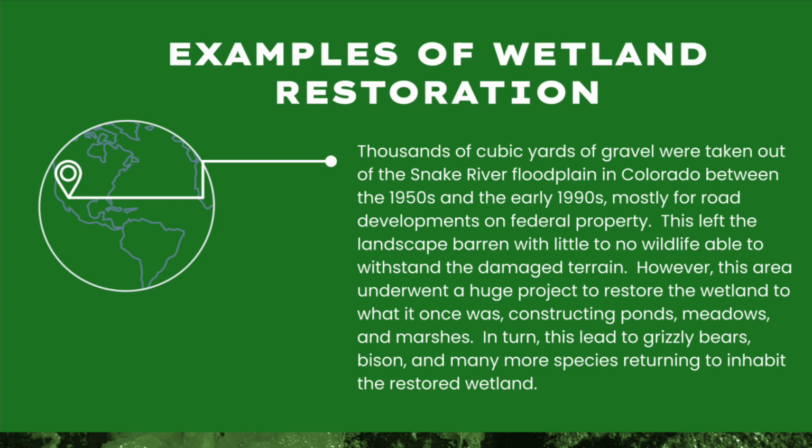Here is a real-life example of wetland restoration. Thousands of cubic yards of gravel were taken out of the Snake River floodplain in Colorado between the 1950s and the early 1990s, mostly for road developments on federal property. This left the landscape barren, with little to no wildlife able to withstand the damaged terrain. However, this area underwent a huge project to restore the wetland to what it once was, constructing ponds, meadows, and marshes. In turn, this led to grizzly bears, bison, and many more species returning to inhabit the restored wetland.